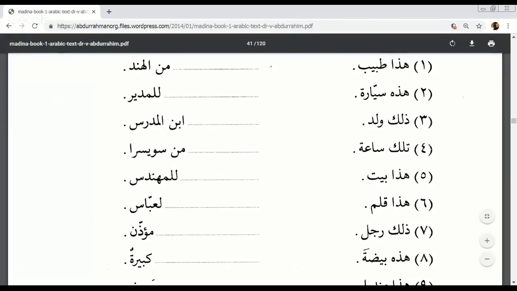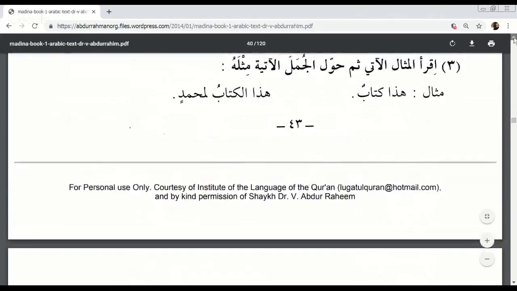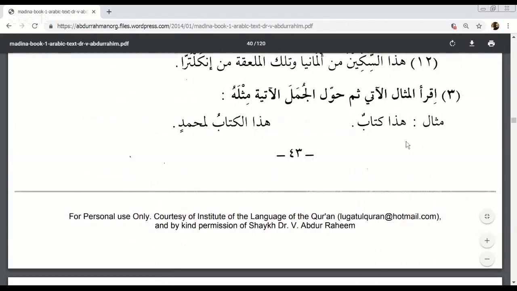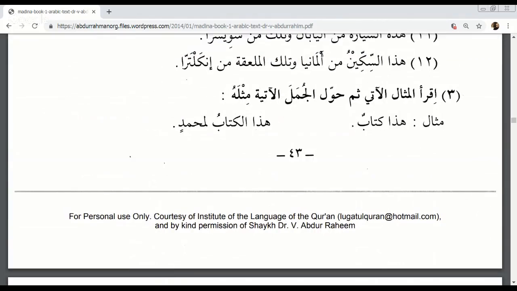On the right, it says هذا طبيب. Actually, if we look just at the last line of page 43, we'll see an example. On the right, it says mithal, which means example, and then it says هذا كتاب. This is a book. And on the left, we've got هذا الكتاب لمحمد. So this book is for Muhammad. So what have we changed? First, the kitabun became al-kitabu. So we added the alif and the lam. And then we added li Muhammadin, meaning belongs to Muhammad or is for Muhammad.